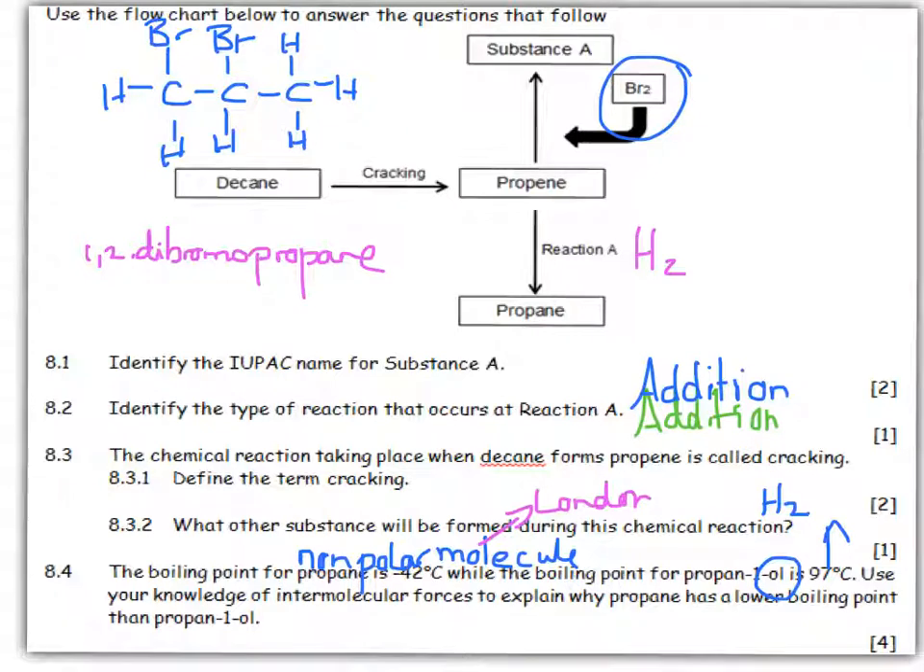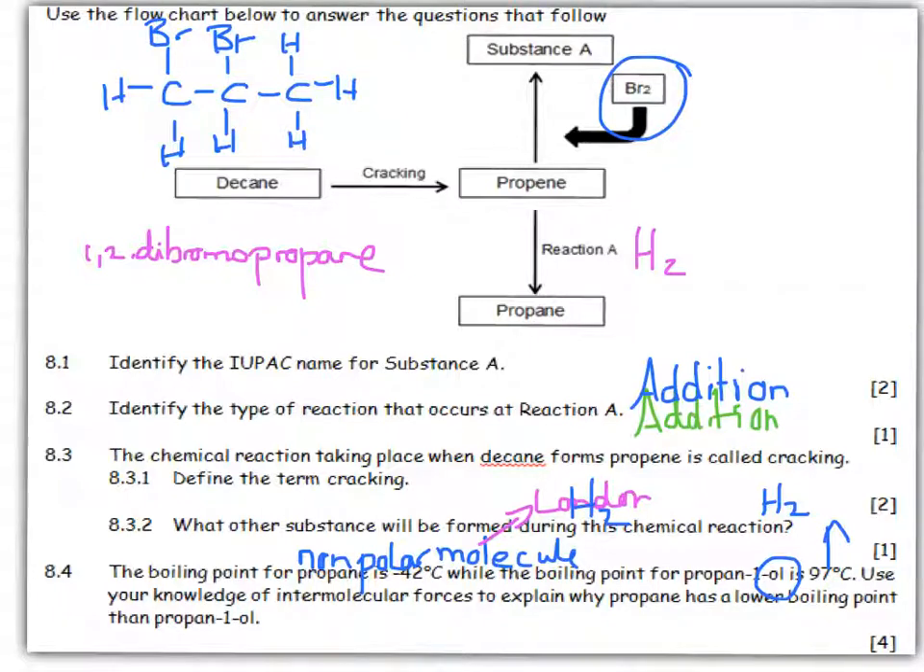So it says to find the term cracking. It is when long carbon chain, hydrocarbon chains, through an elimination reaction become short alkenes, and they in the process release what other substance? Hydrogen is released during the reaction.